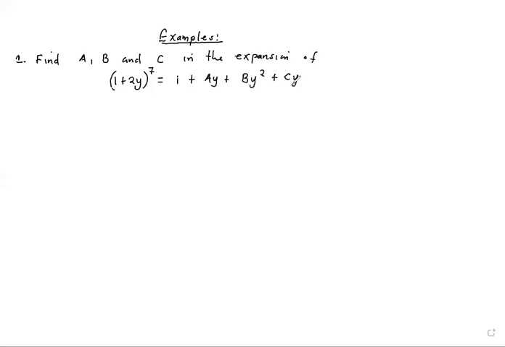1. Find A, B, and C in the expansion of (1 + 2y)^7 = 1 + ay + by squared + cy power 3.